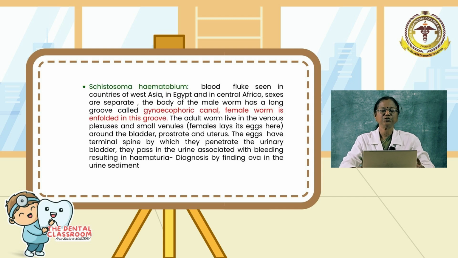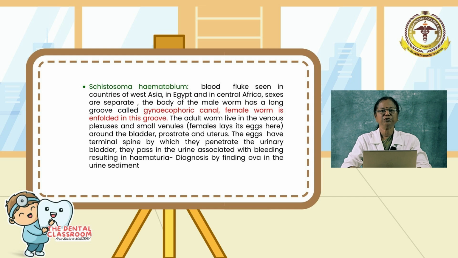The next is Schistosoma haematobium. It's a blood fluke seen in countries like those of West Asia, Egypt, and Central Africa, and it is not usually observed in India. The sexes are separate. The body of the male worm, this is an important feature here, has a very long groove called the gynecophoric canal. In this gynecophoric canal, the female worm is present. They are enfolded in this groove.